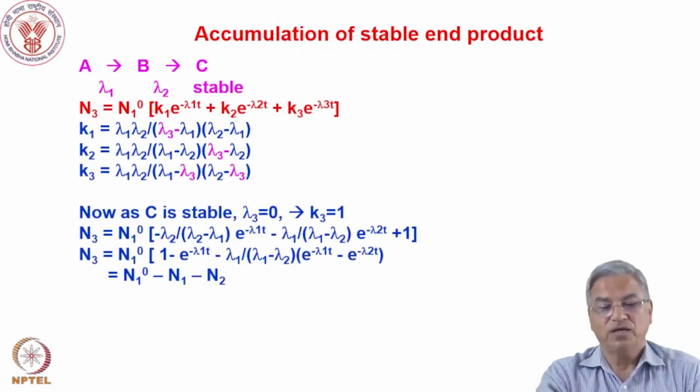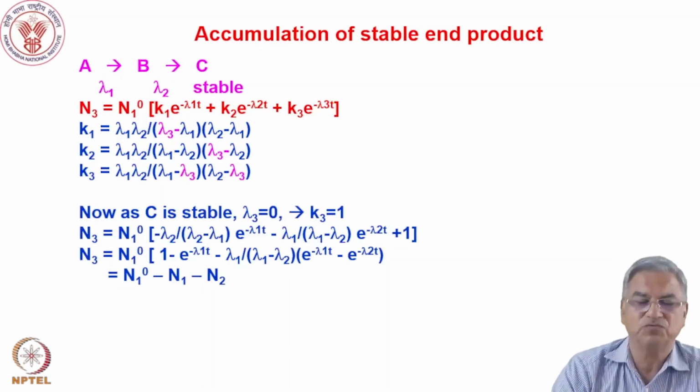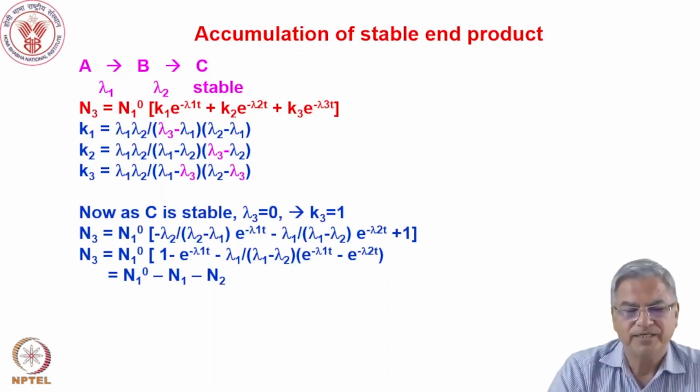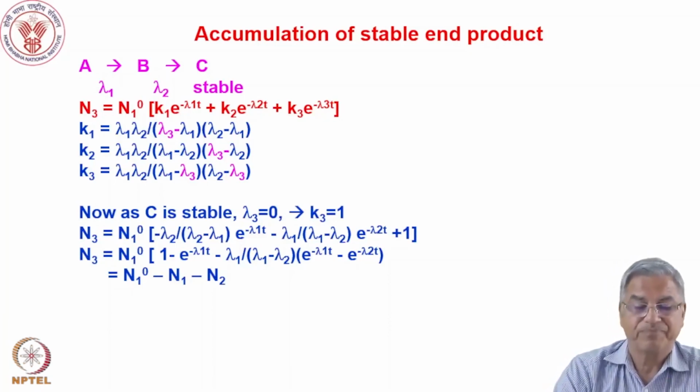Now there can be situations where the granddaughter, instead of being radioactive, is a stable isotope. In fact, this is very common. Just as we discussed, when A goes to B goes to C, that is the same situation, and the granddaughter is stable. It is not undergoing further radioactive decay. But you can use the formula for the number of atoms of C, which we derived just now, to calculate the number of atoms of C formed at some particular time.